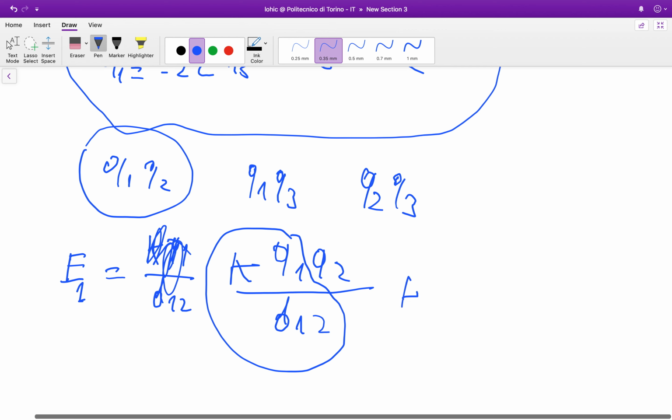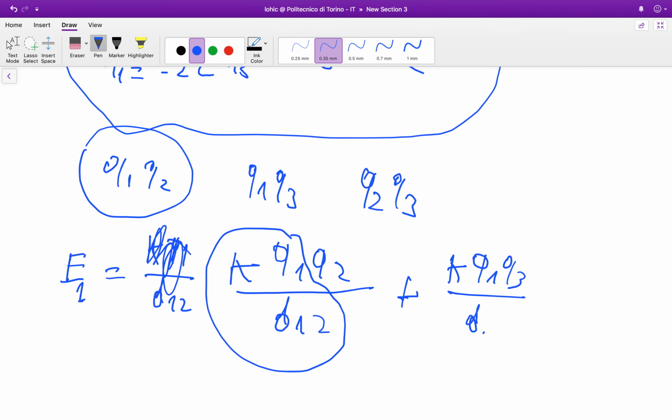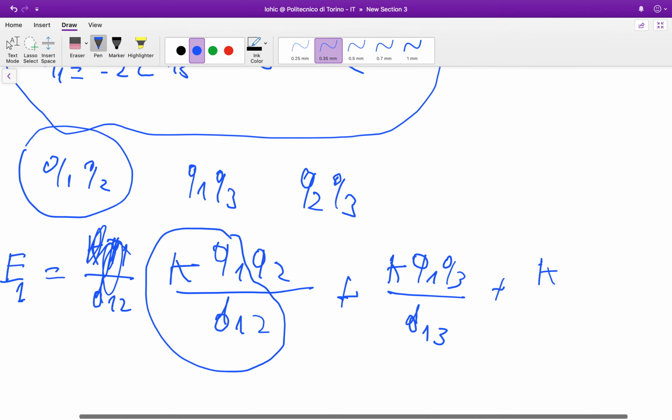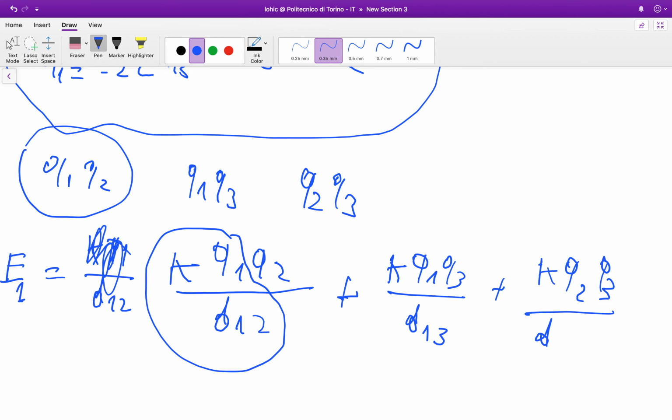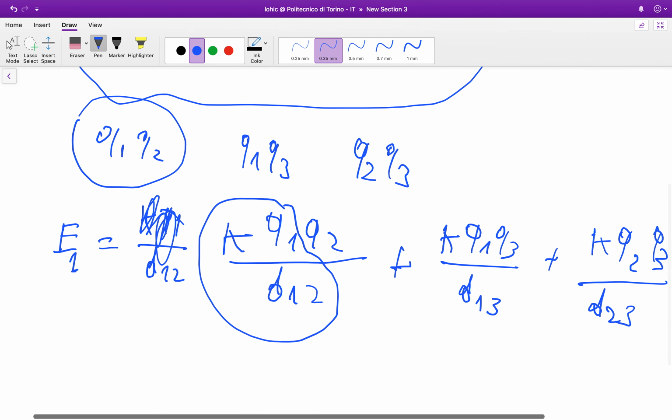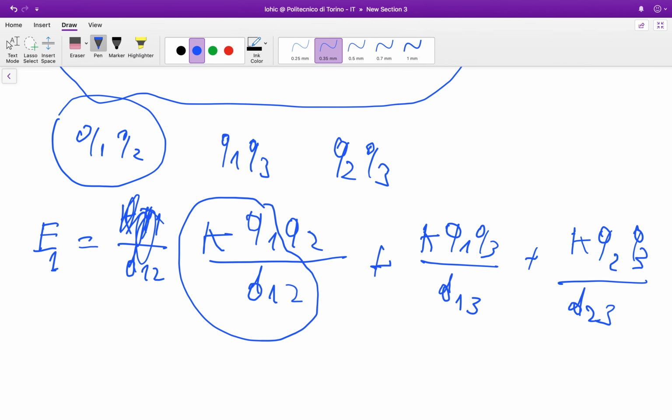Then you see nothing changes if you consider Q2 as the source. The same you will do for the other couples: K Q1 Q3 divided by D13, plus K Q2 Q3 divided by D23. So this is the total potential energy of this configuration. Is that clear?